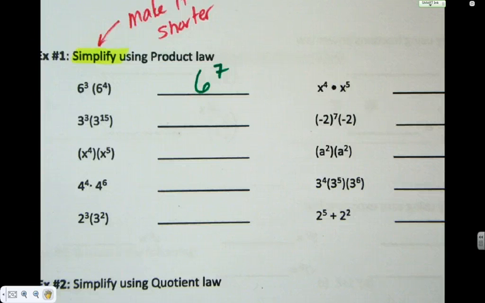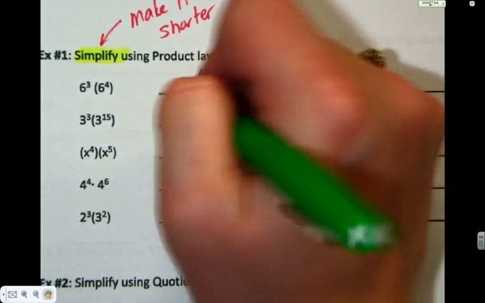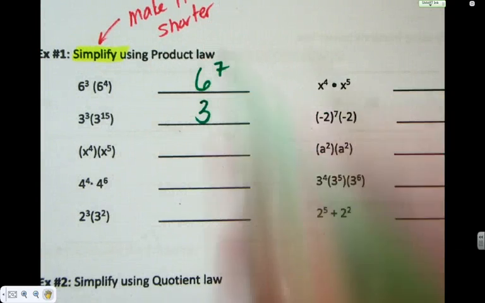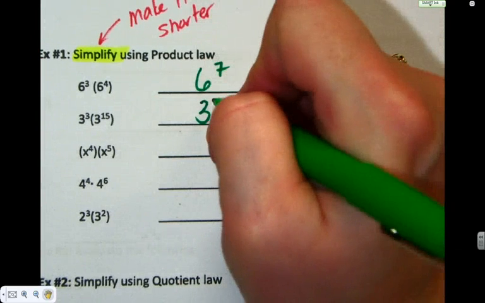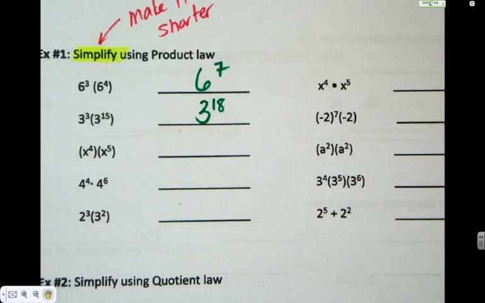Exponent law says if you are multiplying the bases, what do you do with the exponents? Add them. So I'm going to keep the 3, add the exponents together, gives me 3 to the 18. Did the 3 change? No, so I'm not multiplying the bases. I'm not taking 3 times 3 and making it 9. The base stays the same. The exponents just get added.